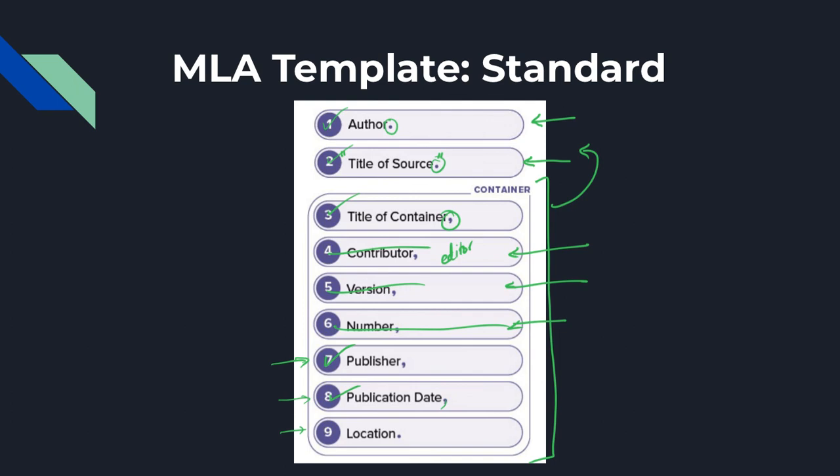Now the location for the website would be a URL. So you would just copy and paste the complete URL right after the publication date, and then there's a period. So that's an example of how to use this template with a website. There are other things like databases and stuff that we need to talk about.